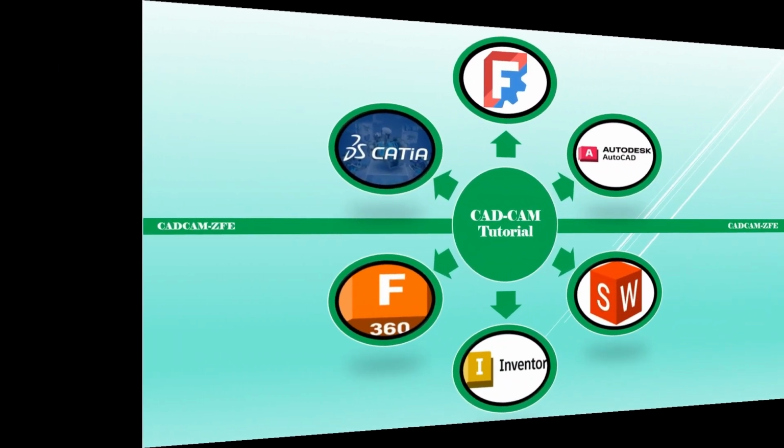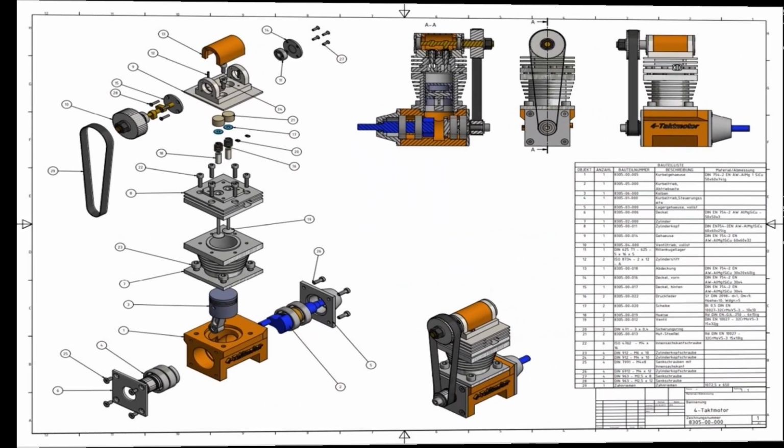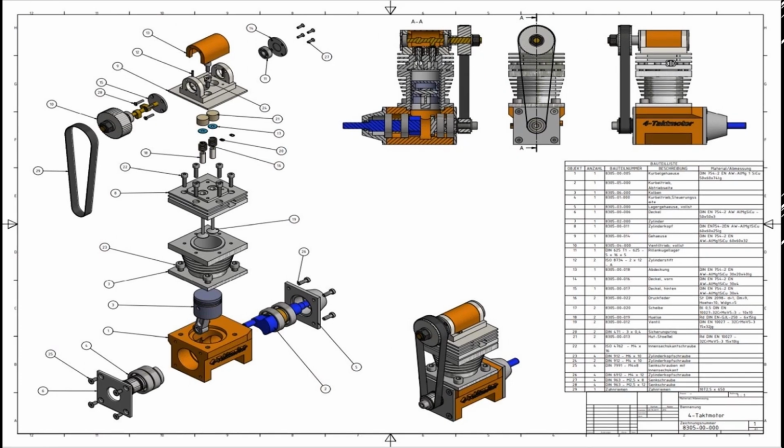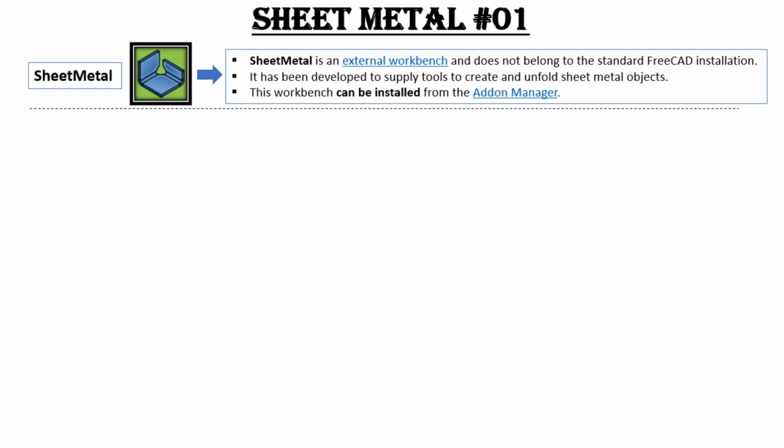Today, you learn how to install and start the sheet metal workbench and also about the sheet metal workbench base shapes like flat, L-shape, U-shape, tub, hat, and box shape. Sheet metal is an external workbench and does not belong to the standard FreeCAD installation. This workbench can be installed from the add-in manager.